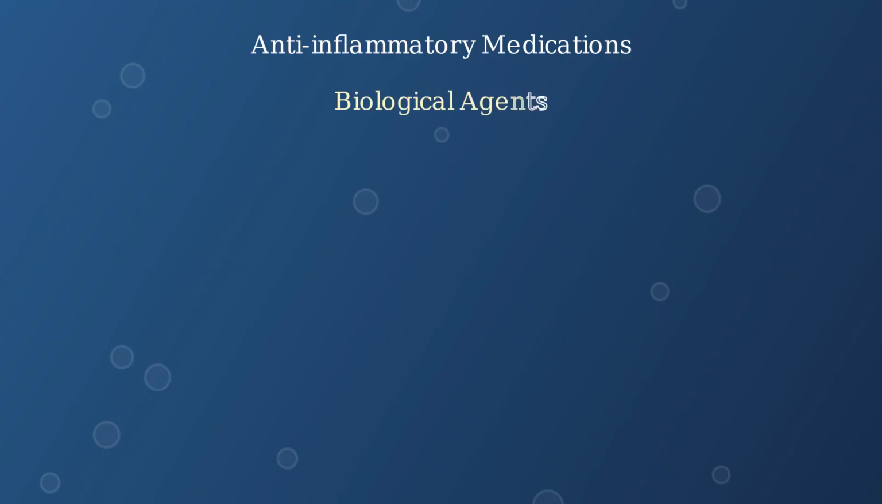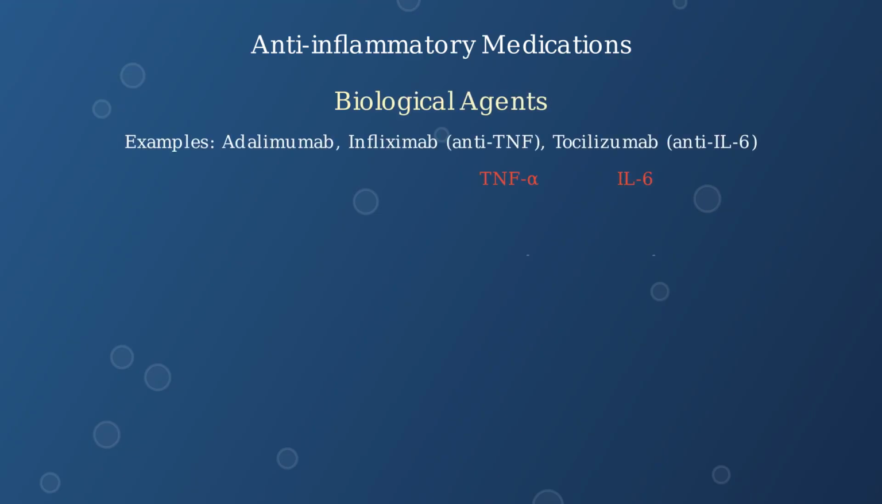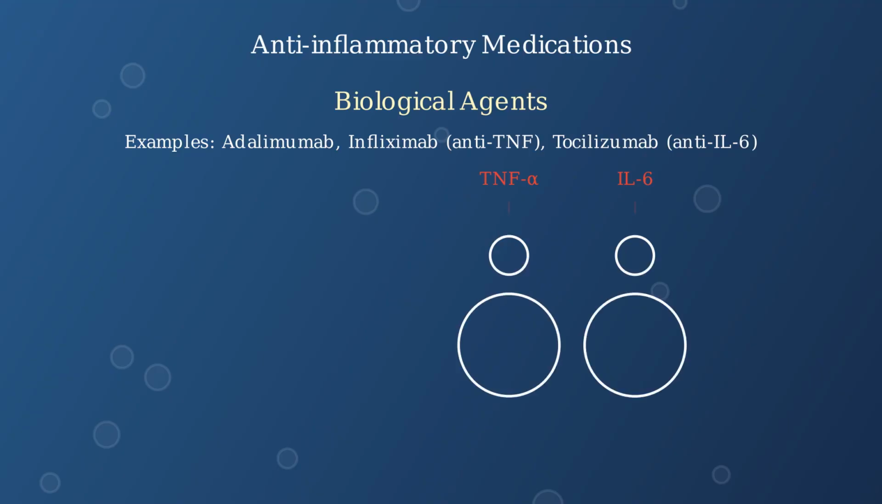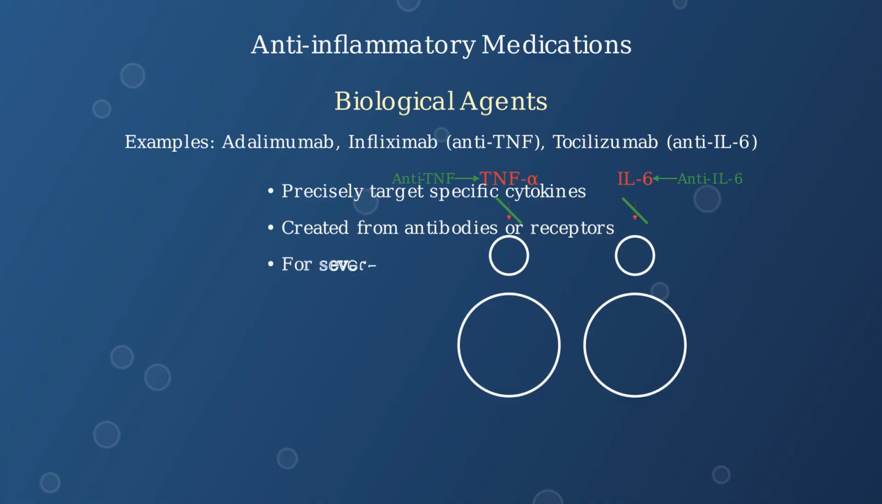Biological agents represent a newer class of medications that precisely target specific inflammatory cytokines like TNF-alpha and interleukin-6. Biologics like adalimumab bind to and neutralize these inflammatory molecules, preventing them from activating their receptors on cells. These targeted therapies are highly effective for severe inflammatory diseases like rheumatoid arthritis and inflammatory bowel disease, but can increase infection risk, cause injection site reactions, and potentially reactivate latent tuberculosis.